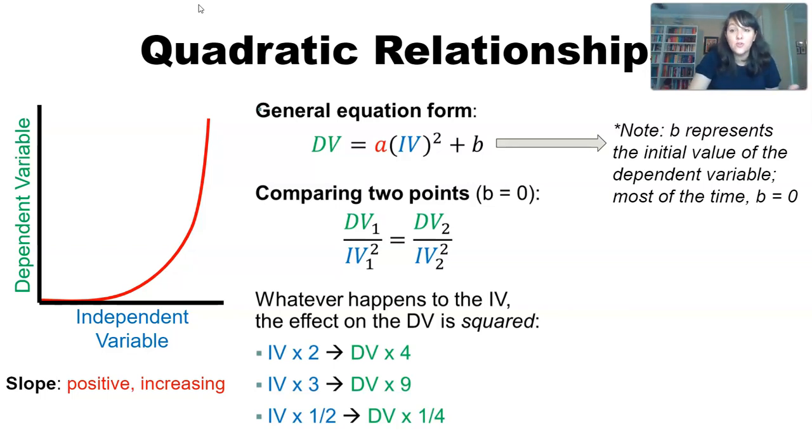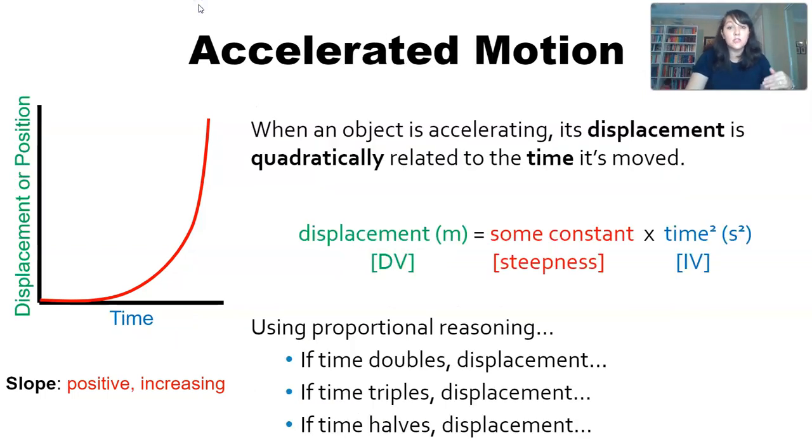Now connecting that over to our particular lab with the fan-powered carts, what we're seeing is quadratic relationships played out in the form of accelerated motion, okay? So for an accelerating object like our fan-powered cart, we see a quadratic relationship between displacement and time, which means that our equation of best fit gives us this relationship of displacement is equal to some constant calculated by Desmos times time squared, all right?